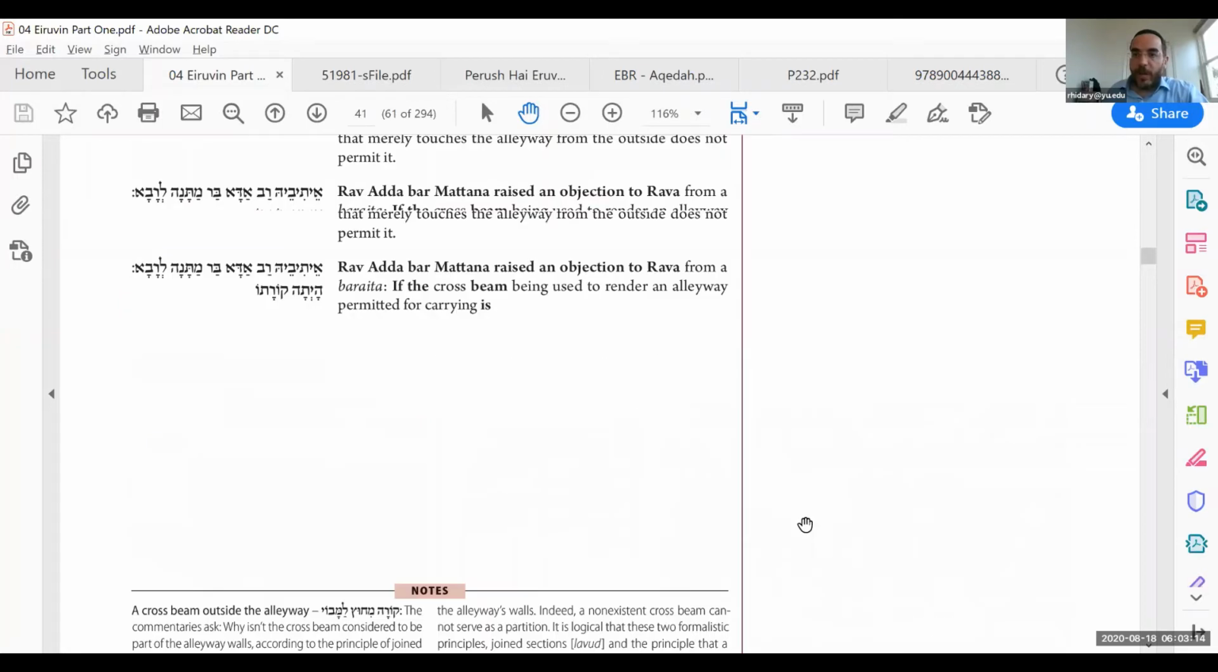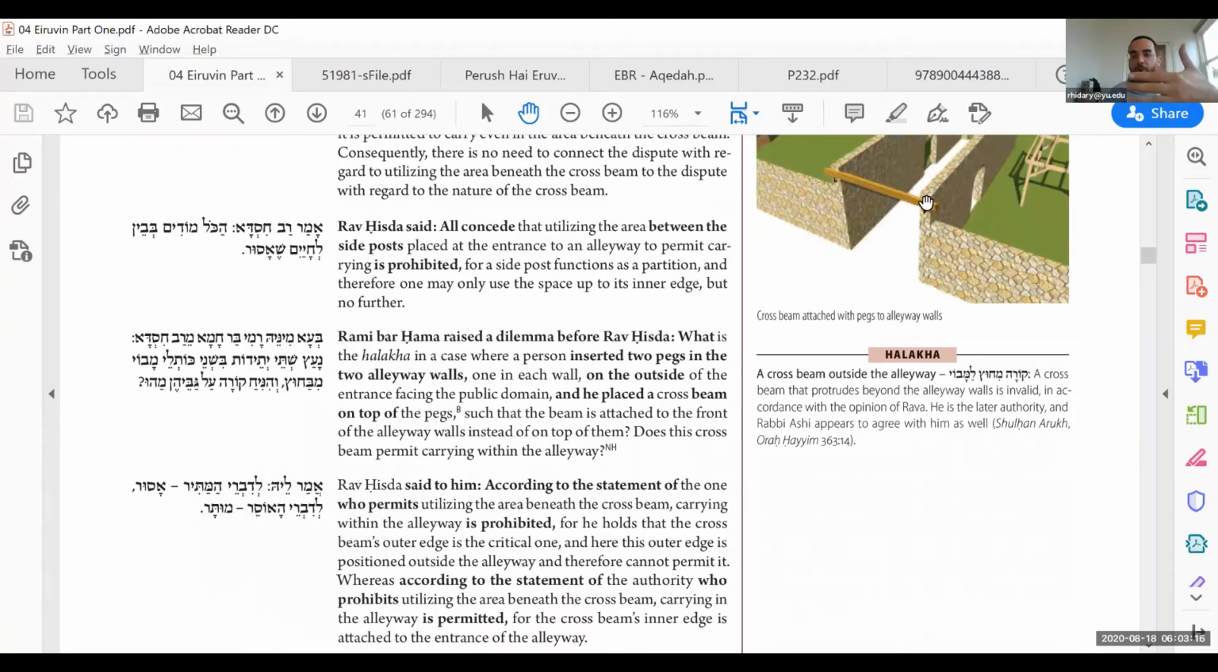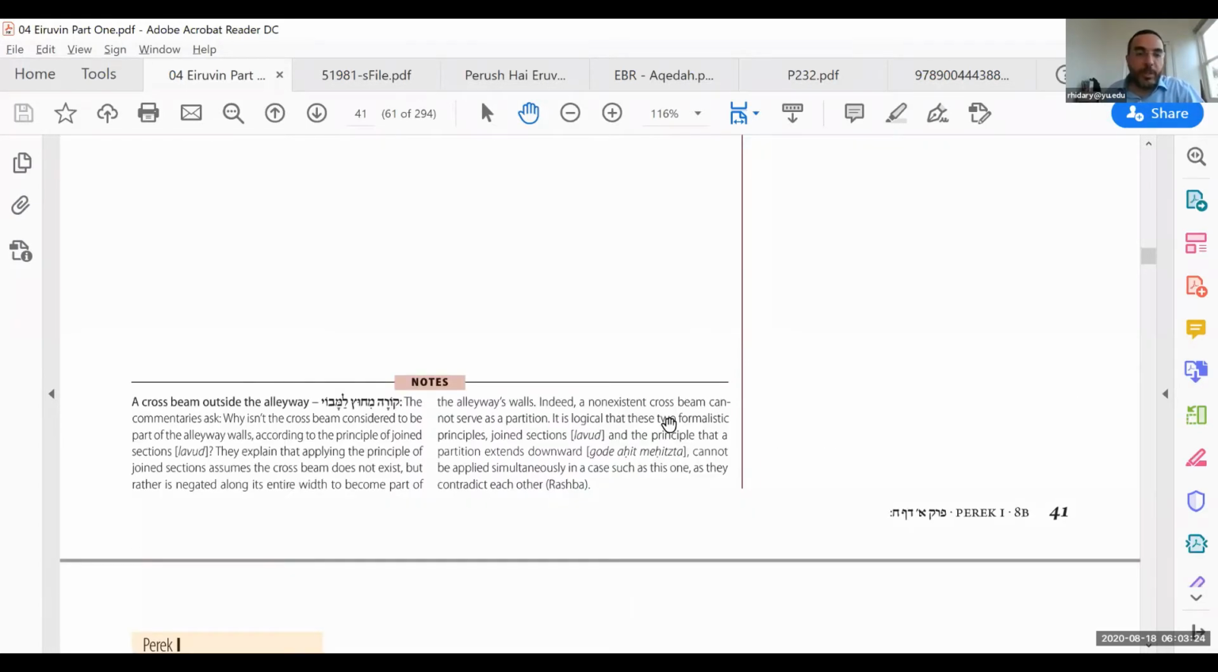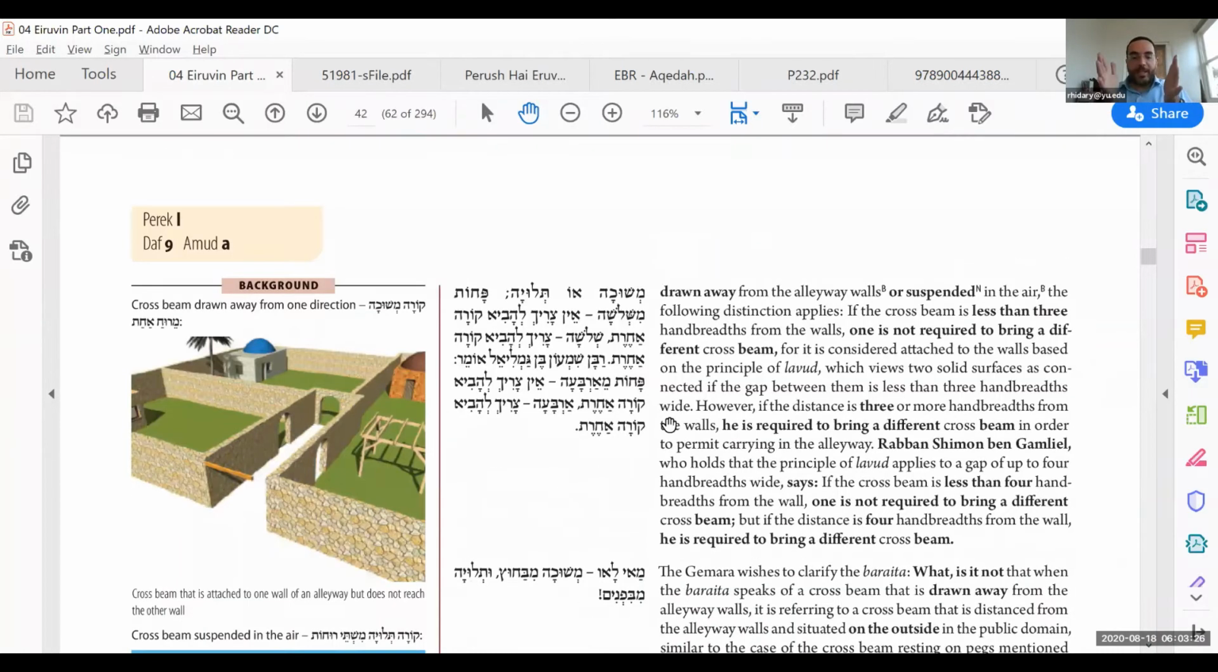That if it's 3 away from the wall, or less than 3 tefachim, then we apply a principle called lavud. Lavud means when you have a space that's less than 3 tefachim, you make believe it doesn't exist. In other words, you make believe it's filled in. So that's very important for schach. Let's say using bamboo sticks, and there's a couple of bamboo sticks missing and some empty space. It's okay. If it's less than 3 tefachim, we consider it as if it's filled in. So at less than 3, you don't have to bring another one.